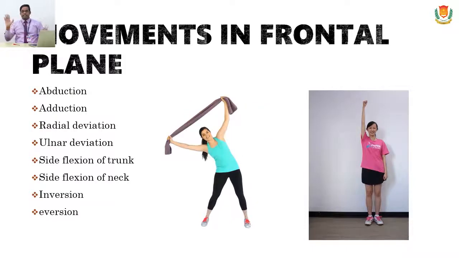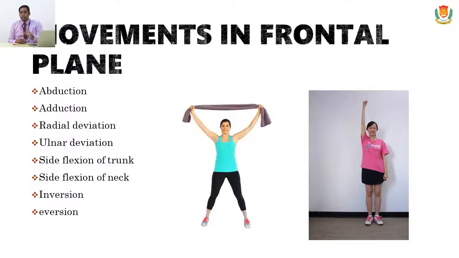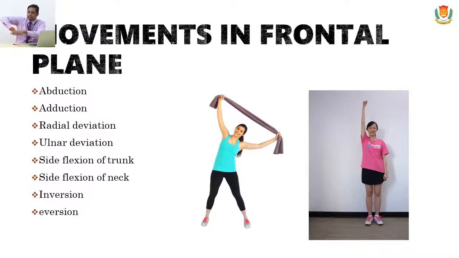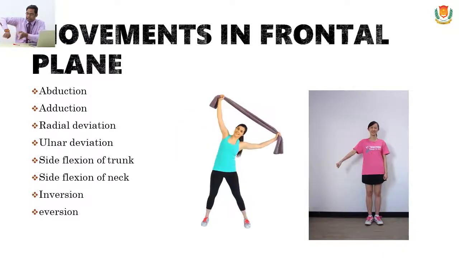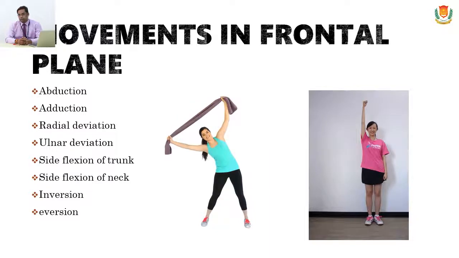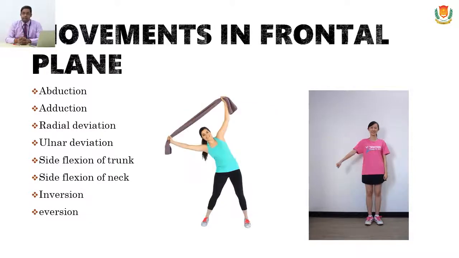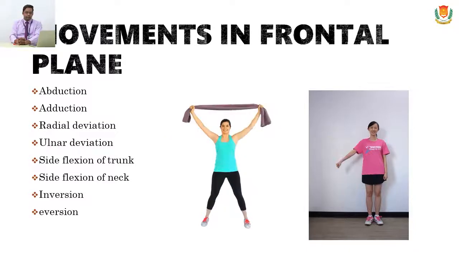The other movement is the side flexion, side bending of the trunk, that we have already talked about, and also the inversion and eversion of the foot. Suppose this is the ankle and this is the foot. When it comes inside towards the medial aspect, that is your inversion. When it goes outside towards the lateral aspect, it is called eversion. So the inversion and eversion movement at the ankle and the subtalar joint also occurs in the frontal plane and around the sagittal axis.